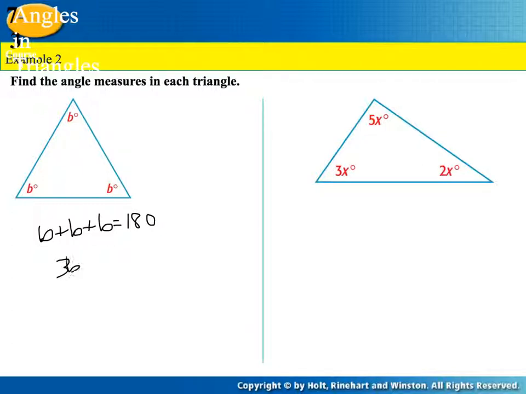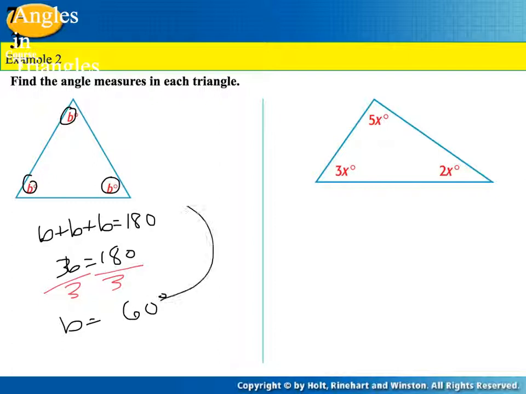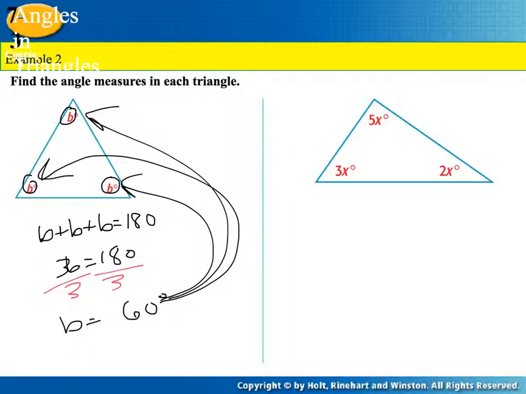3B. Okay, still keep that 180. I still add all of them up to equal 180. How do I solve for B now? Divide by 3. B is equal to 60 degrees. So each one of these is 60 degrees. This is an equilateral triangle. It has the same angles, and those sides are also going to be the same.